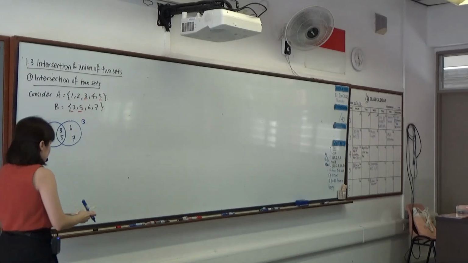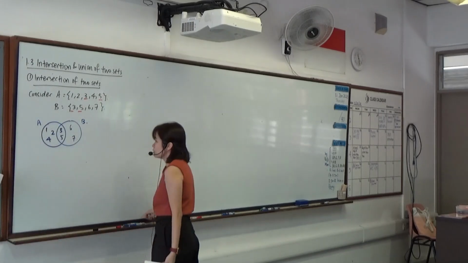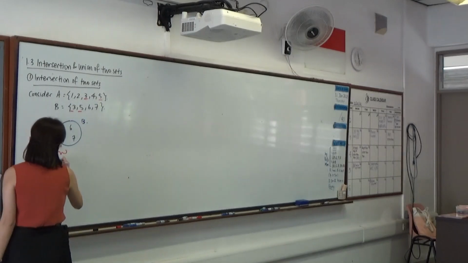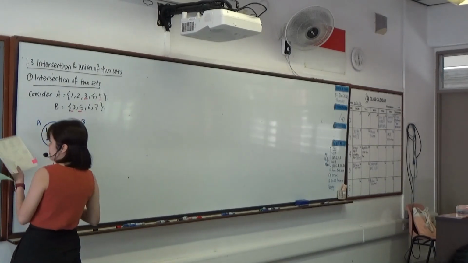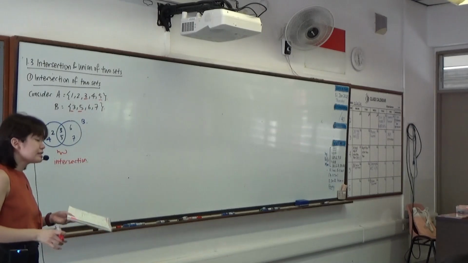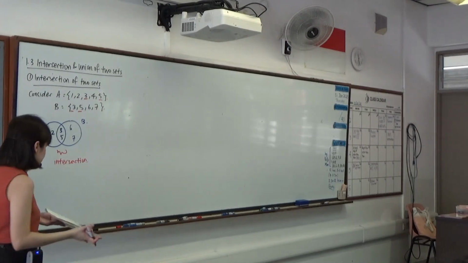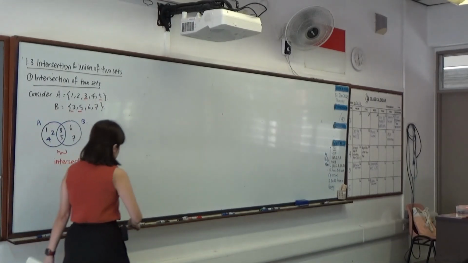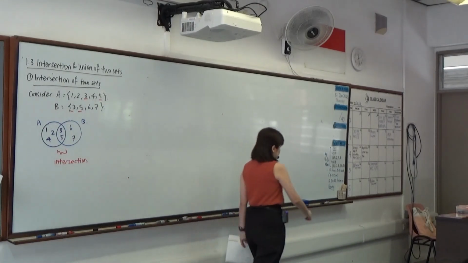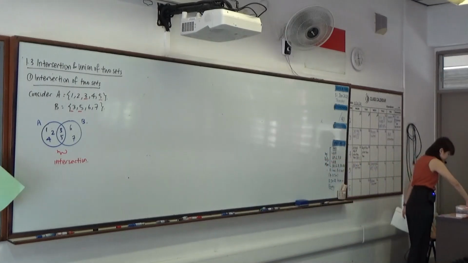Okay, so the area where it overlaps, that's what we call the intersection. So the intersection can be described as a set itself. The notation that we use to describe the intersection will be written as such.